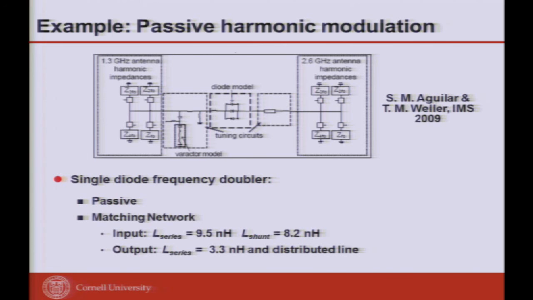Or else you have nonlinear elements that are only capacitors, so you have to use a matching network for that. These are discrete wound inductors. This is not my paper, but they do use discrete inductors. 8.2 nanohenry is doable by integration. It's doable, but in significant area.